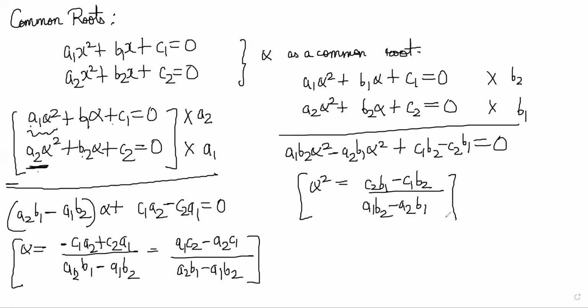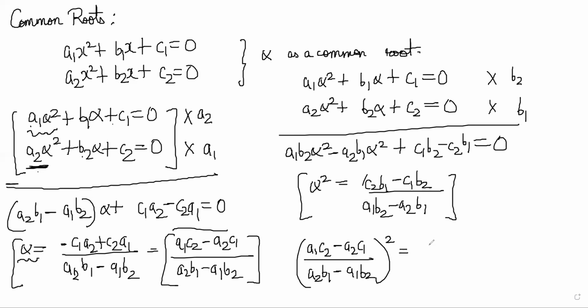So alpha square is coming as this and alpha came as this. Therefore, we can eliminate alpha by saying the square of this must be equal to this, because alpha and alpha square are there. So your condition for one common root is: this square must be equal to c2 b1 minus c1 b2 by a1 b2 minus a2 b1. You don't need to remember the condition. Don't try to remember this. What you should remember is how we got here.